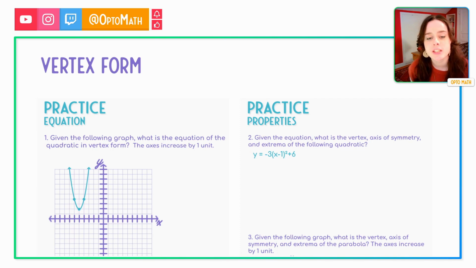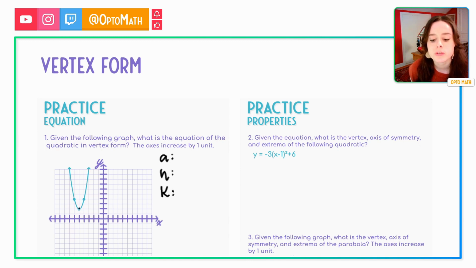So we're going to look at practice with an equation first. Number 1 says, given the following graph, what is the equation of the quadratic in vertex form? The axes increase by 1 unit. So we want to find the equation of this. So we need to know a, h, and k, and then we will know the equation. So remember, h is the x coordinate of our vertex, and k is the y coordinate.